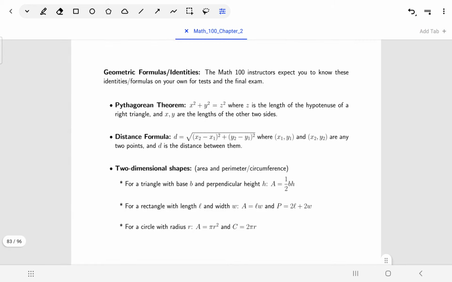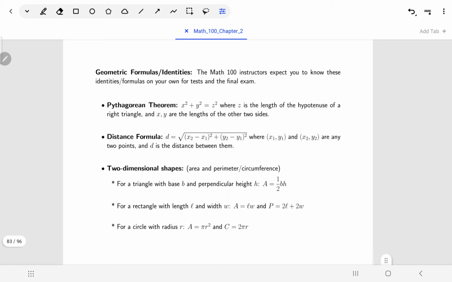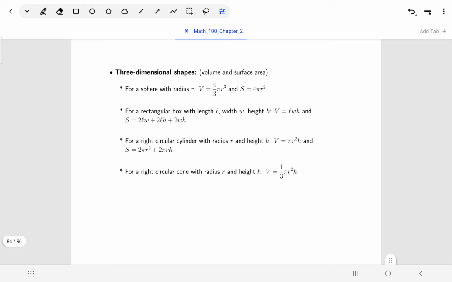So things that might show up might be maybe some sort of a story where things are on an X and Y grid and we're interested in distances. So the Pythagorean theorem or the distance formula, those are two sides of the same coin. Maybe it might be some sort of two-dimensional shape where we're looking at a circumference or an area. So typical ones, areas of triangles or rectangles or circles or perimeters even, that might show up. For three-dimensional shapes, the standard ones that we expect you to know the equations of would be surface areas and volumes for things like spheres and boxes and cylinders and cones.